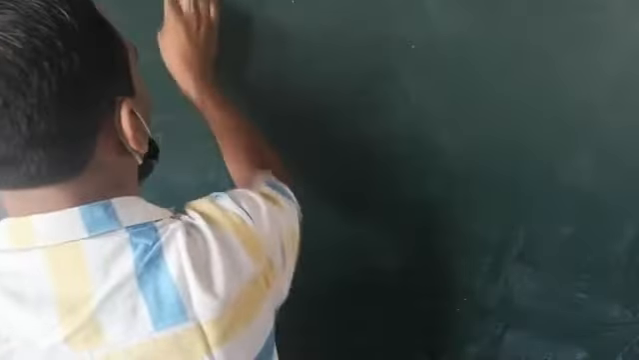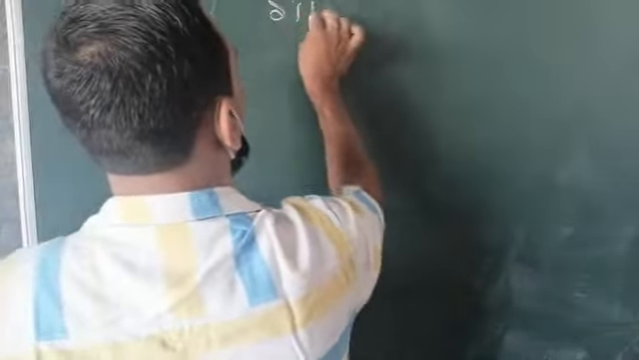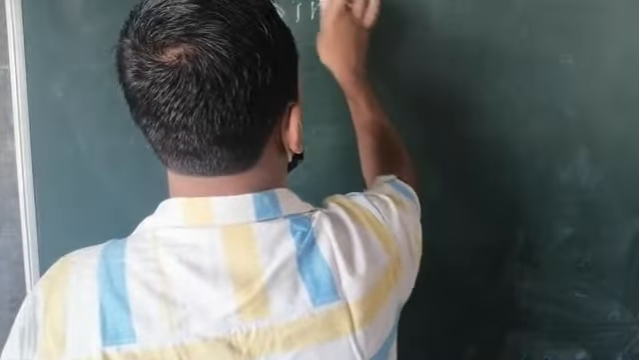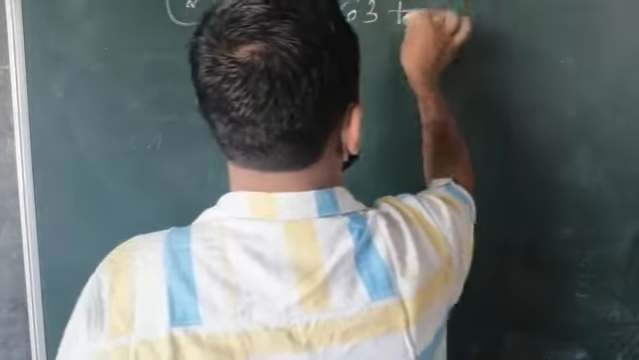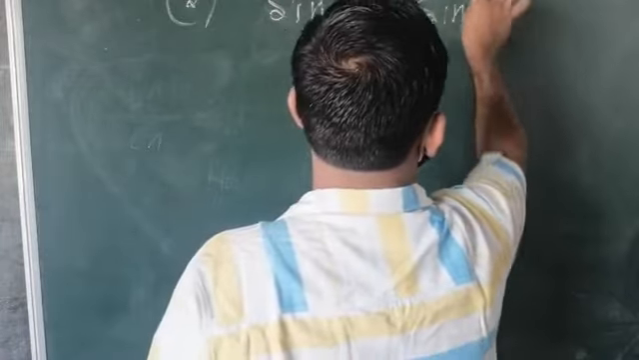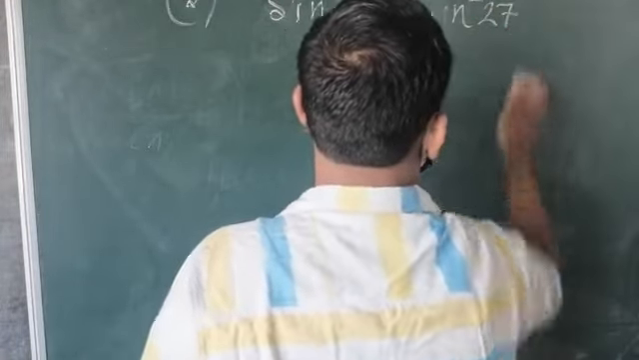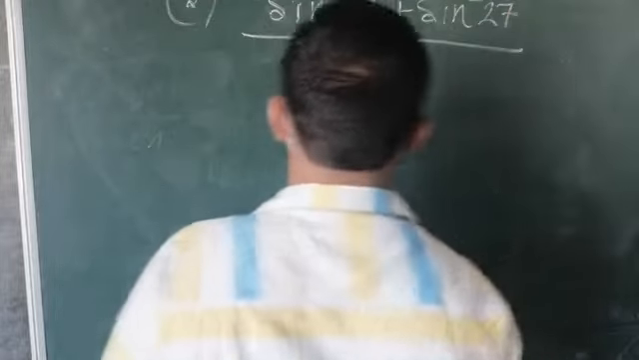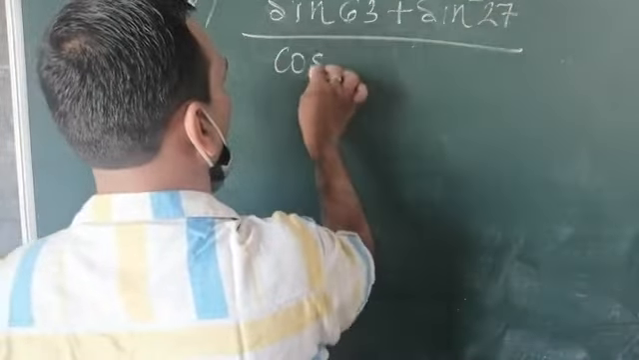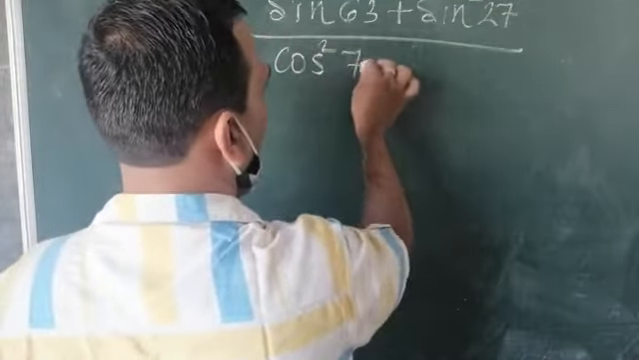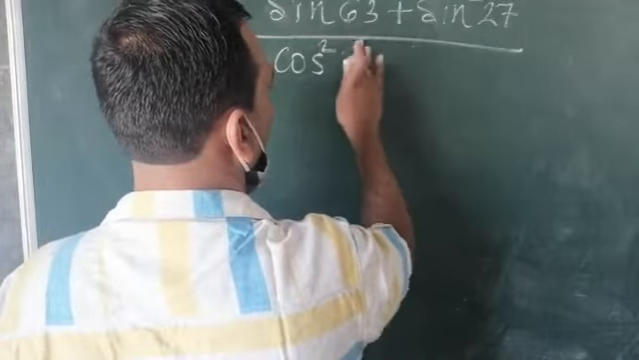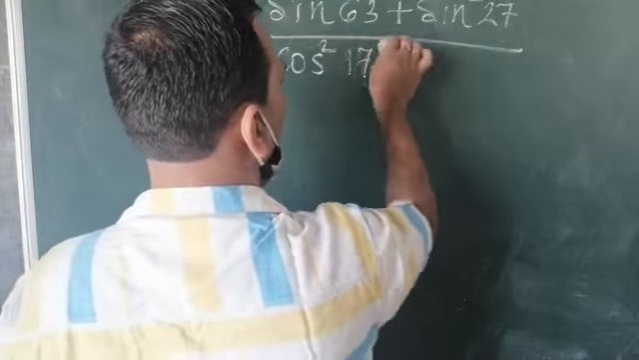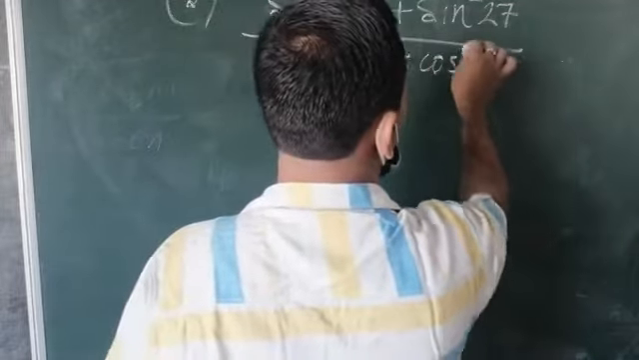Question 3, we have to prove sin square 63 plus sin square 27 divided by cos square 17 degree plus cos square 73 degree. Degree is there everywhere.